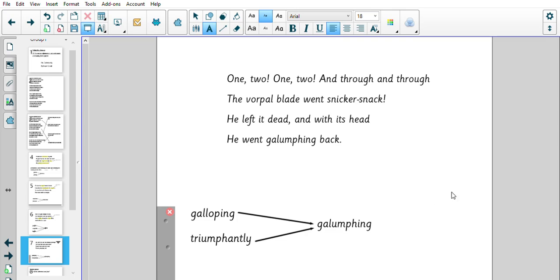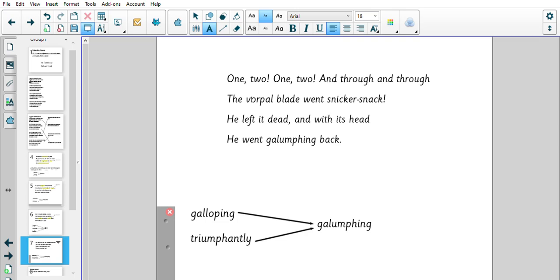So he's galloping back, either that he's running in like a really bouncy way, or he's on his horse and he's triumphant. He's really pleased that he's won. He's really kind of excited and he's like, yeah, I did it. So, any more words in there?